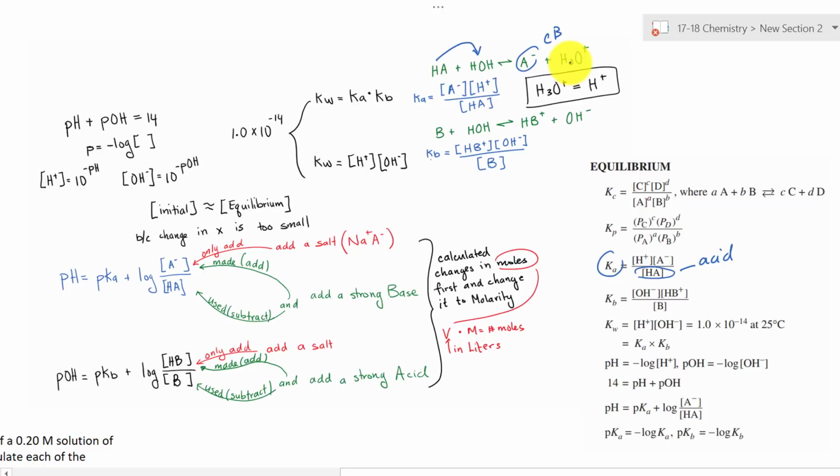In the process, we produce this hydronium ion, which is equivalent to H+. So keep that in mind. And in most cases, you would write H+ instead of H3O+.